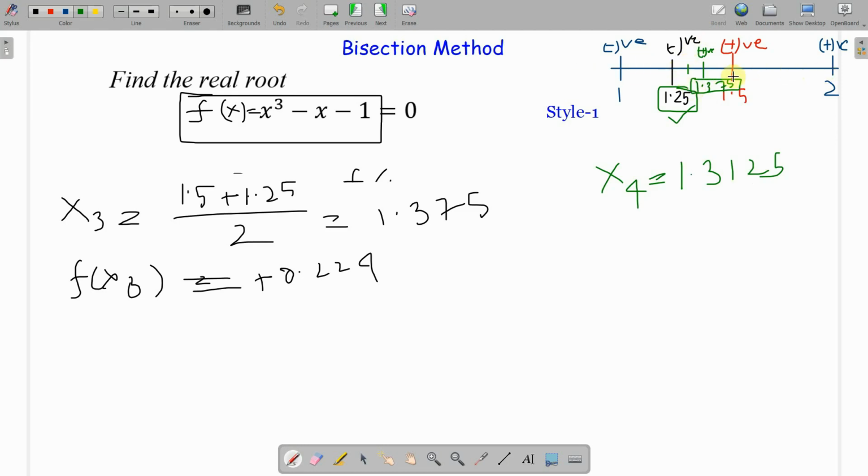थोड़ा सा इसको स्केलिंग में गड़बड़ है, but you got the idea. 1.3125. Now find me the value of f of x4. That's positive or negative coming? Negative, sir. Minus 0.05. Minus something, okay, so it's coming negative. So your root is very near to 1.3125 and 1.375. So there will be getting a x5.